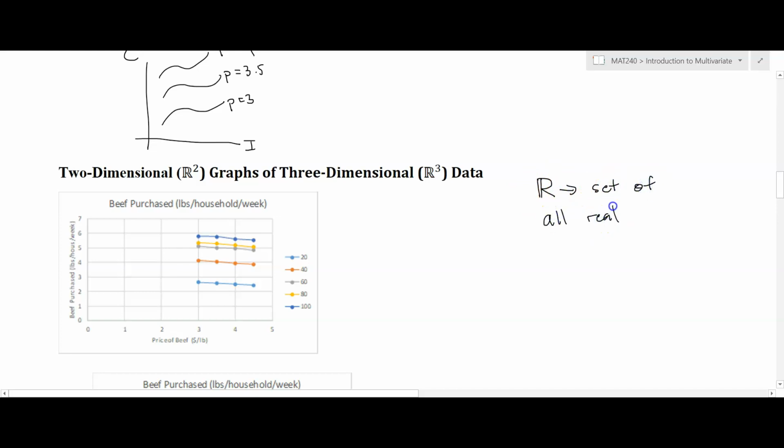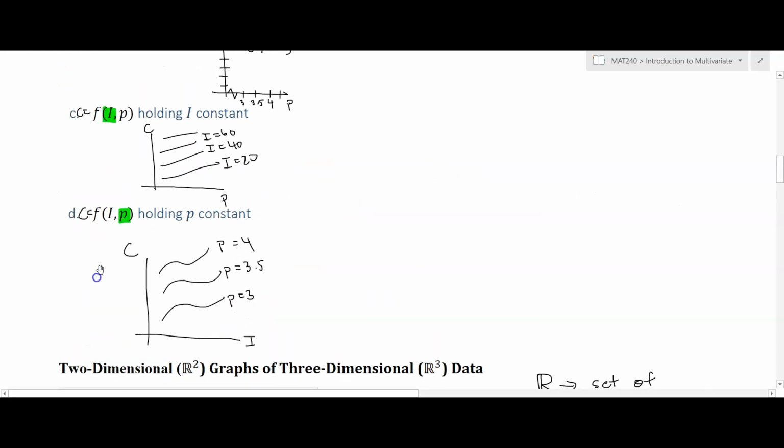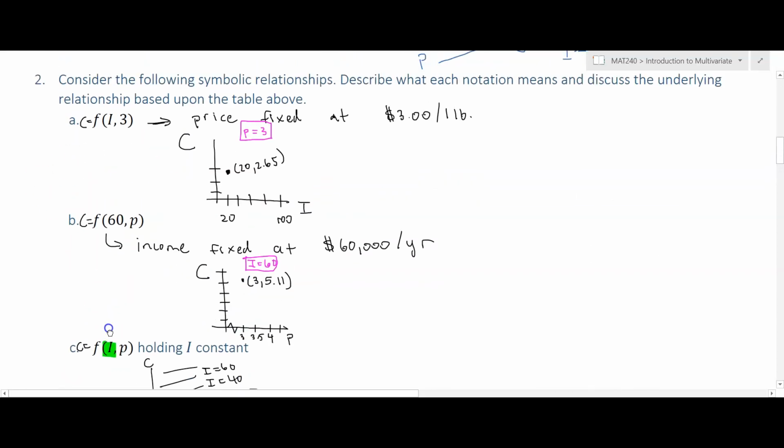Remember, real numbers could be fractions, decimals, zero, positives, negatives, irrational numbers like pi is a real number, anything that does not have an imaginary number in it like i. So in this graph here, what we are actually looking at is problem number, or letter 2.